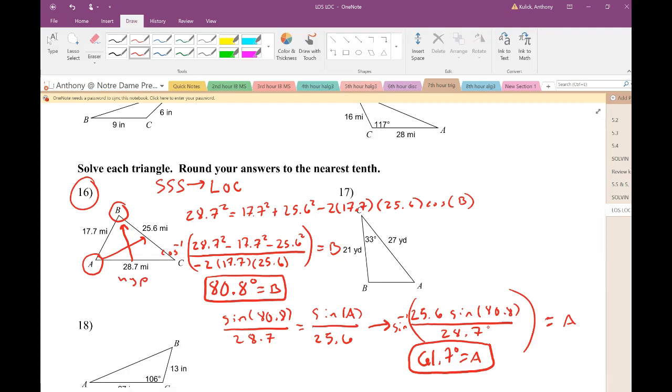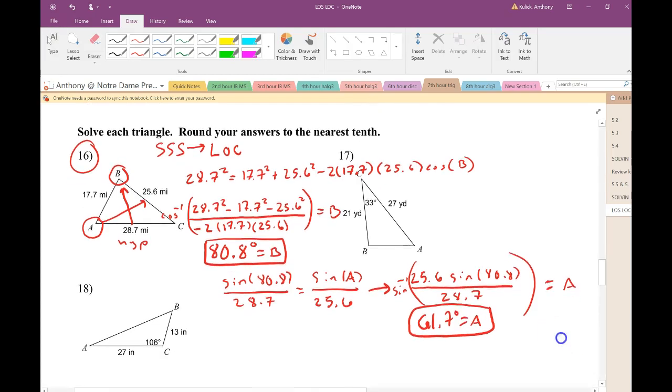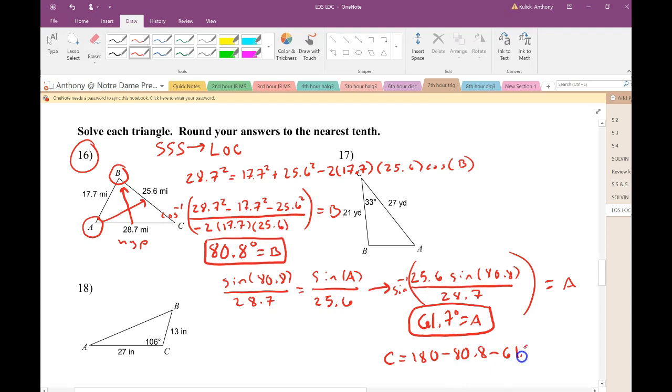And to find the last angle, angle C, what can I do? I can just subtract from 180. Please make sure you take advantage of that property, because boy, oh boy, that saves you a bunch of time, right?